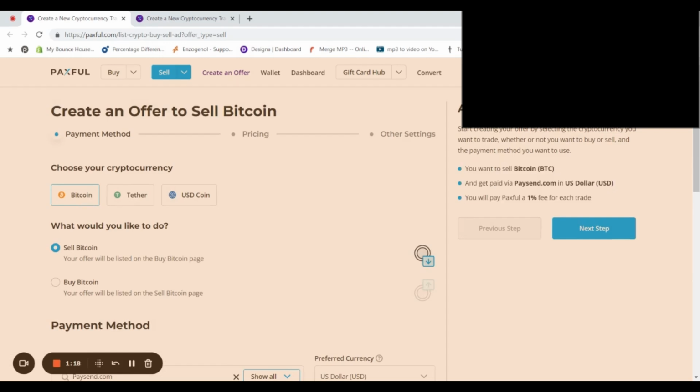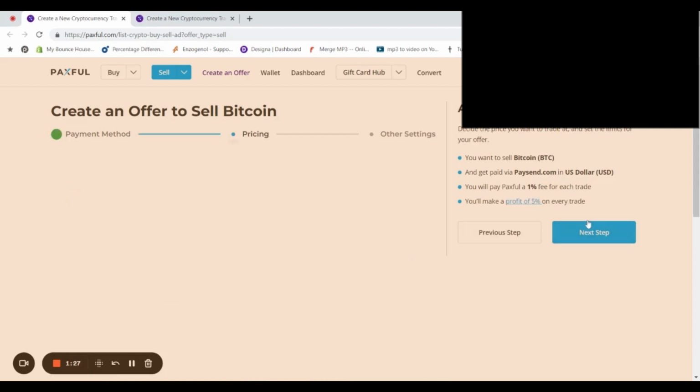We want to sell Bitcoin and get paid via PaySend in dollars, and we'll receive a 1% fee. The individual who hosts the ad will generally pay the fee. So it's 1% there.